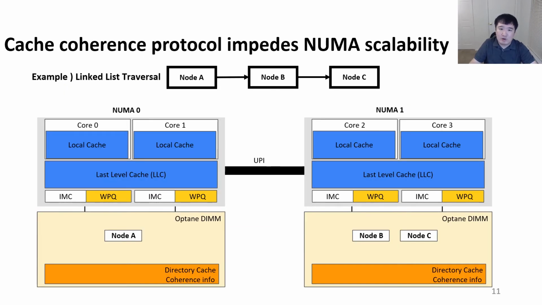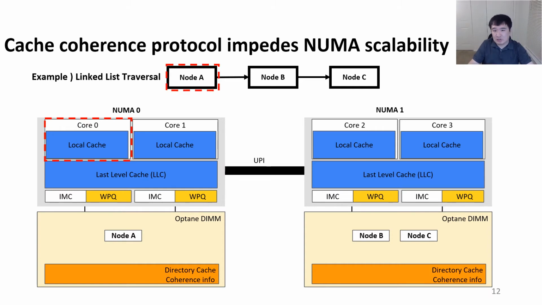Now, let's talk about the cache coherence protocol. This is the internal structure of the CPU and Optane DIMM. In the Intel machine, the default cache coherence protocol is directory cache coherence. Let me explain using a linked list example. Suppose that we have a linked list and node A is stored in NUMA 0's Optane DIMM, and node B and node C are stored in NUMA 1's Optane DIMM. In this example, core 0 will conduct a linked list traversal from node A to node C.